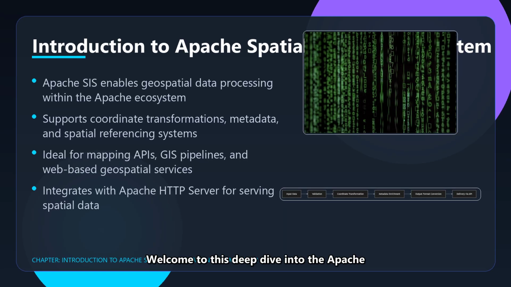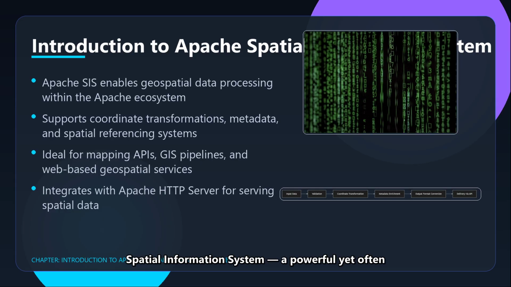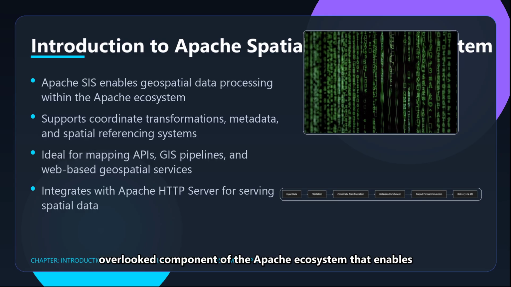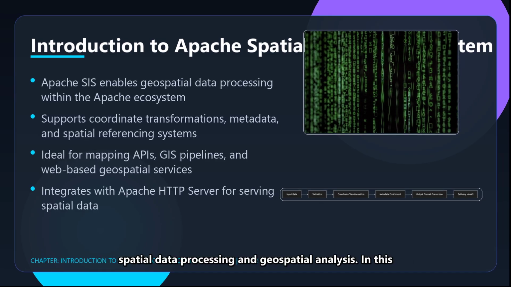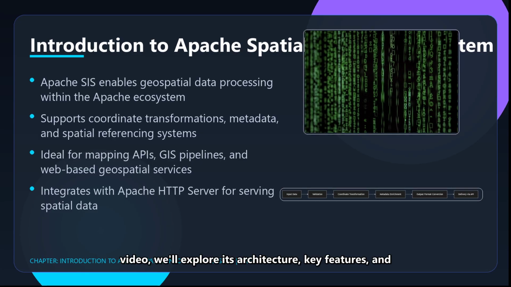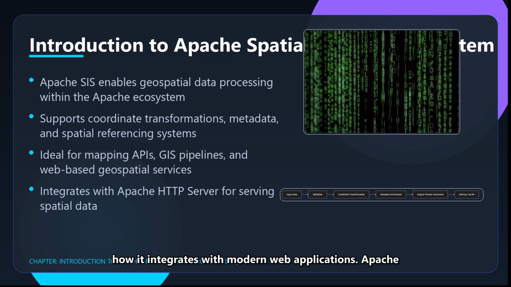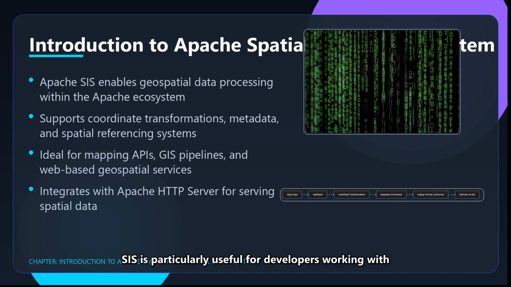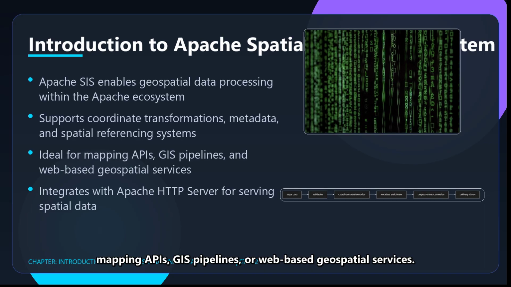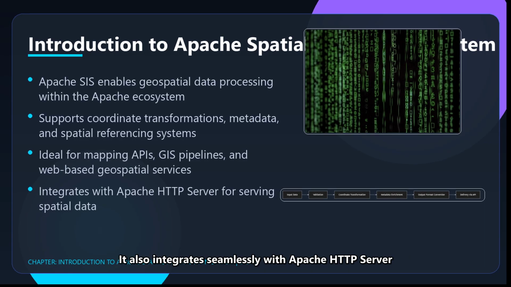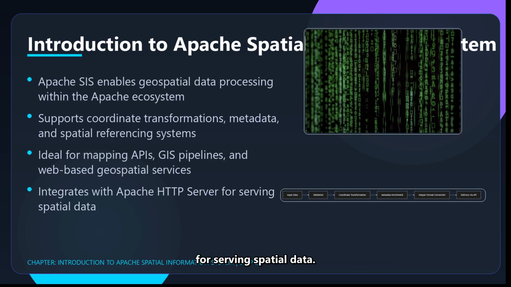Welcome to this deep dive into the Apache Spatial Information System, a powerful yet often overlooked component of the Apache ecosystem that enables spatial data processing and geospatial analysis. In this video, we'll explore its architecture, key features, and how it integrates with modern web applications. Apache SIS is particularly useful for developers working with mapping APIs, GIS pipelines, or web-based geospatial services. It also integrates seamlessly with Apache HTTP Server for serving spatial data.